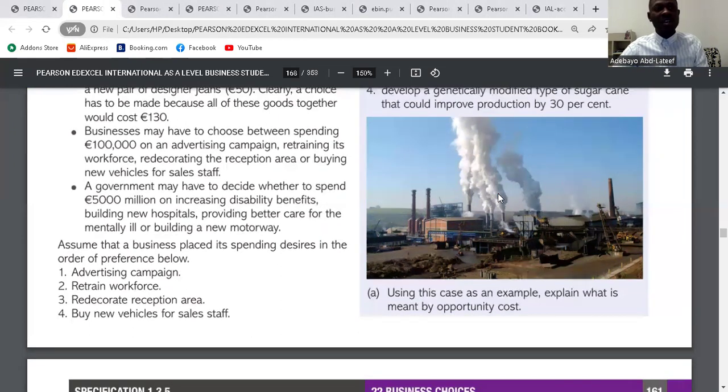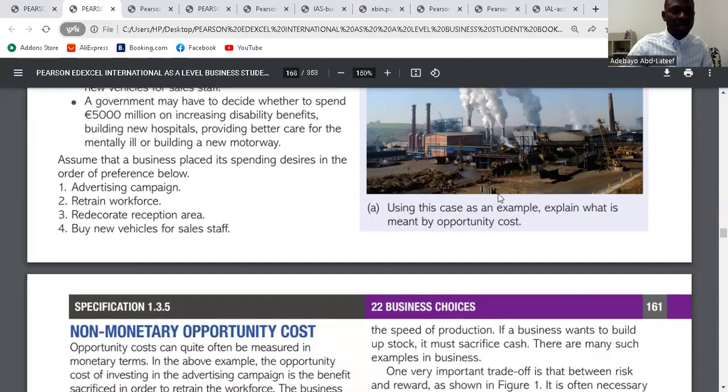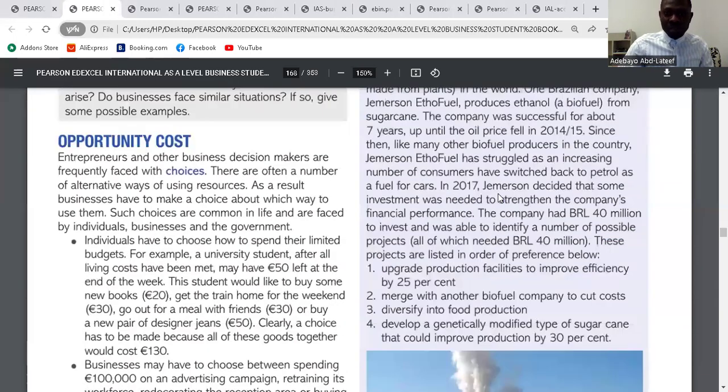Okay. Governments will also think. There's always an opportunity cost for governments: either they spend more on education and stop spending on healthcare, or they spend more on infrastructure and spend less on healthcare or education. So government is also faced with choices. I think the 3 points are clear. Yeah. Okay. So that's about the opportunity cost.